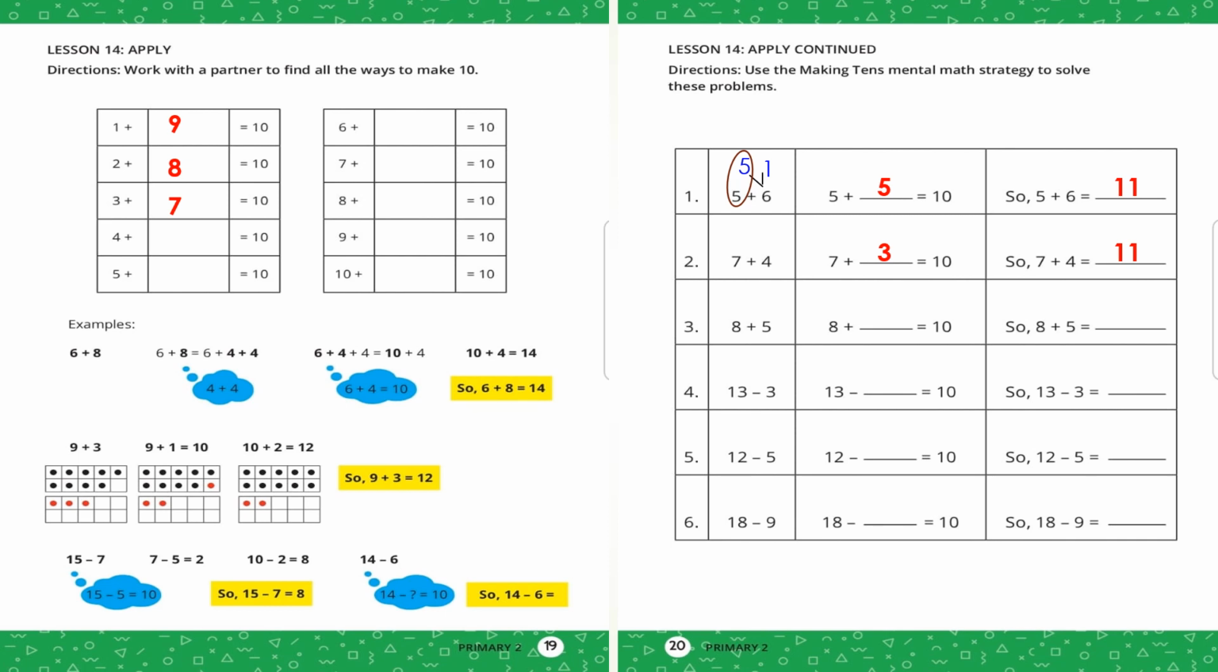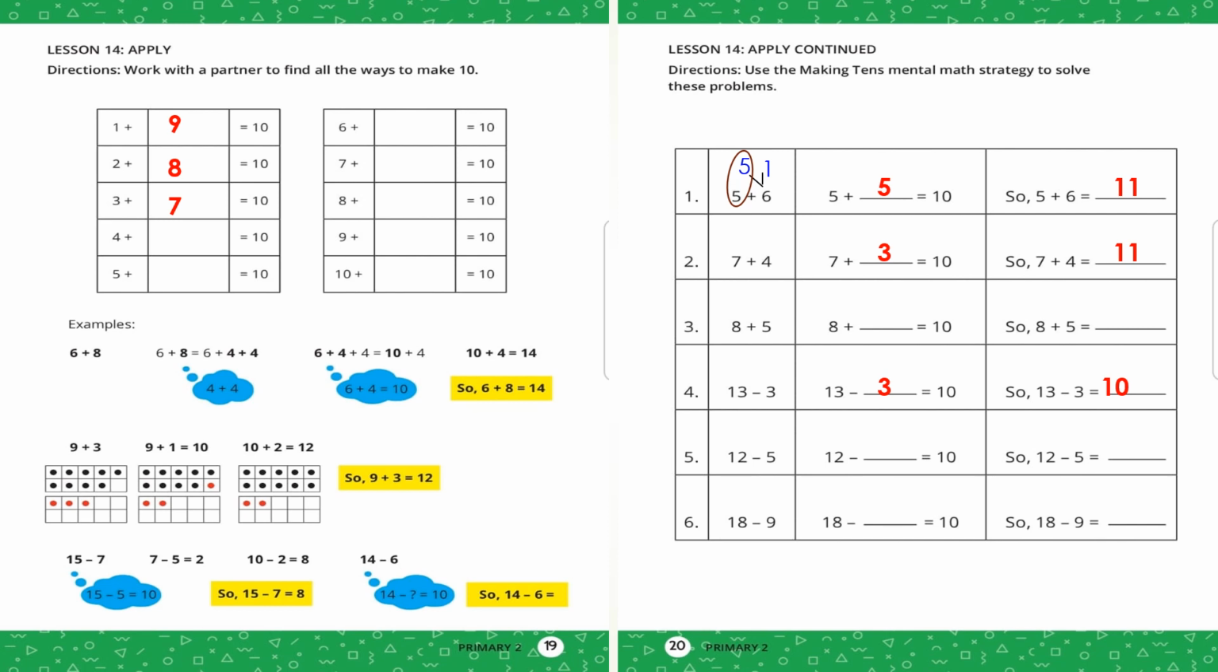The next problem, 13 minus 3. 13 minus what will give me Mr. 10? 13 minus 3. Okay? So 13 minus 3 equals 10.